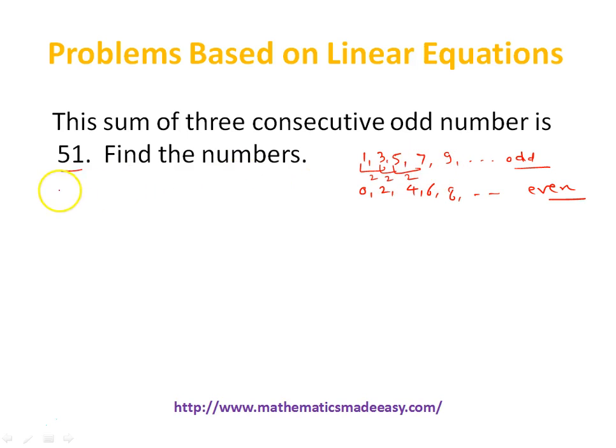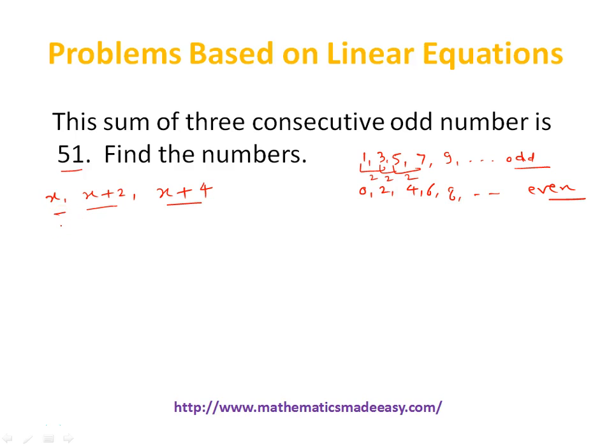So if I assume the first odd number as x, then how much would be the second odd number? That would be x plus 2. And what about the third one? x plus 4, right? So what is the difference between each odd number? That is 2, right? So whenever we need to assume three consecutive odd numbers, we can say x, x plus 2 and x plus 4.